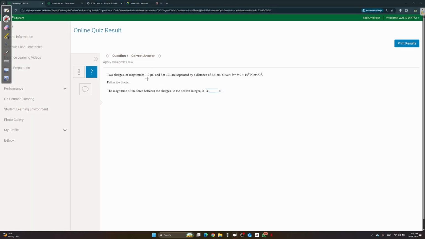Question 4. You've got two charges, 1 microcoulomb and 3 microcoulombs, separated by a distance of 2.5. Given that K is this, what is the force between the charges? Remind me, what is the equation for the force between two electric charges? F is equal to E times Q. That's one formula, but it's not the one I want here. This works, but not here. What is F without E? It's K Q1 Q2 divided by R squared. Take this down in your notes if you don't have it written. This is very important. If you don't remember this, do you know what E is equal to?